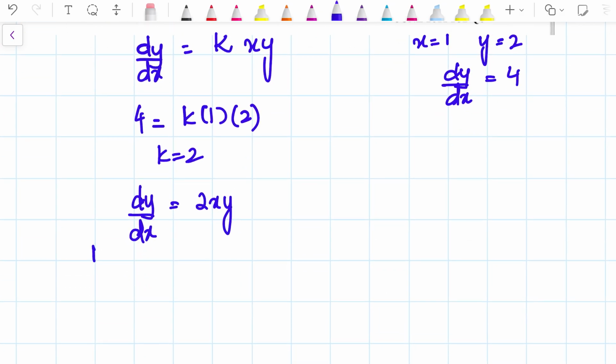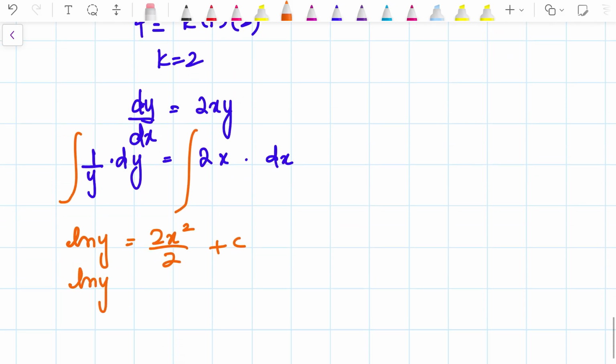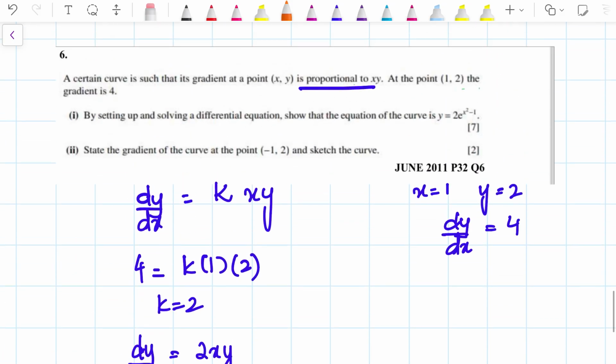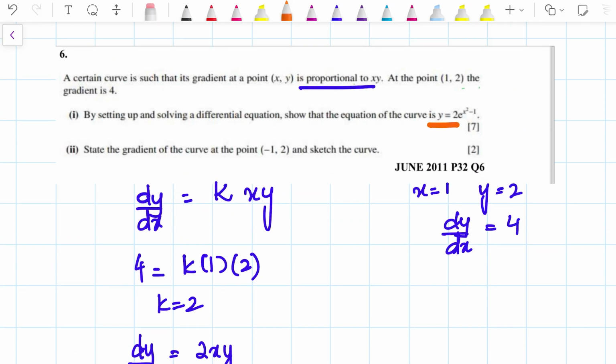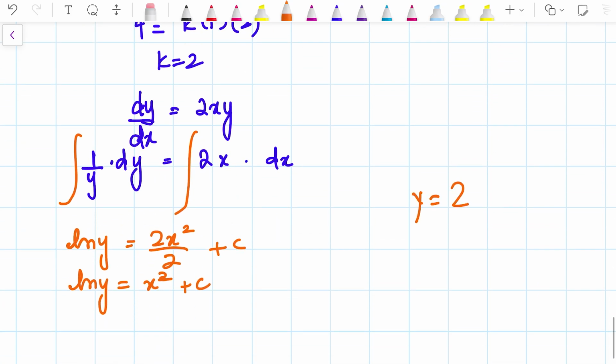Let's take the y variables to one side. We can keep the constant on the other side with x. Introducing integration sign on both sides. 1 upon y becomes ln y. All right, next is by setting up and solving a differential equation, show that the equation of the curve is y equals 2e to the power x square minus 1. This is what we have to show.